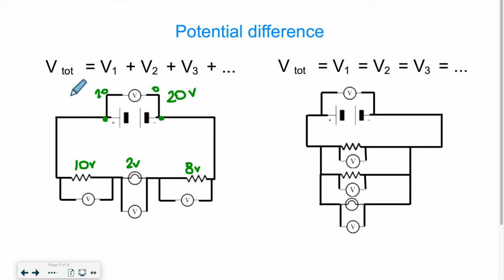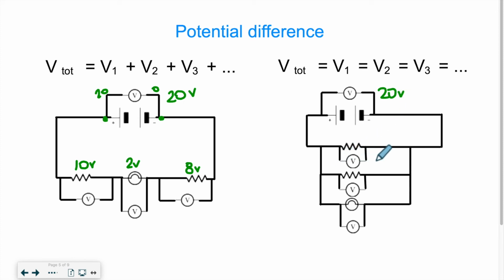So that's why the law says V total in series is equal to V1 plus V2 plus V3. The values of the various voltages will add up to the total voltage that was given out by the power source. Okay, so we said before in series the current is the same everywhere, but now we know that the voltages add up.